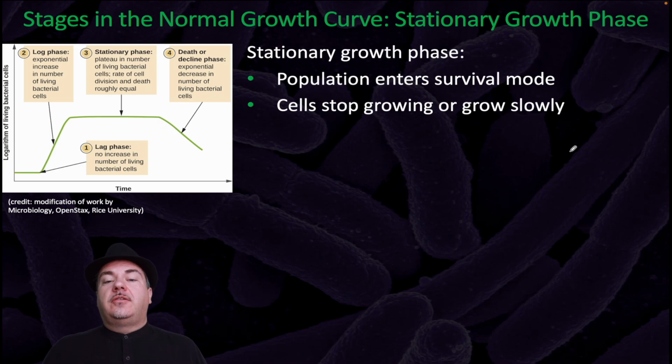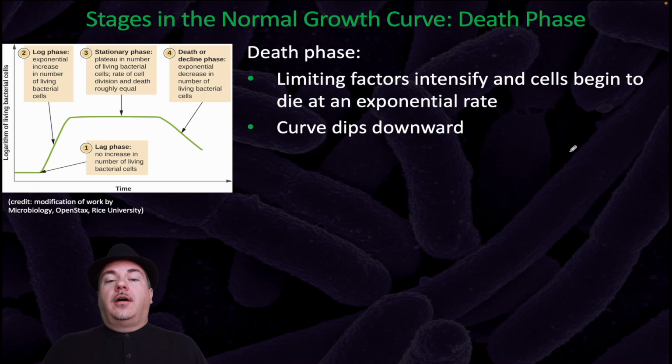After which we have the stationary growth phase. This is where the population enters a survival mode, so cells stop growing or grow very slowly. Finally, we can have the death phase. Under this phase, limiting factors intensify and cells begin to die at an exponential rate, and the curve dips downward.